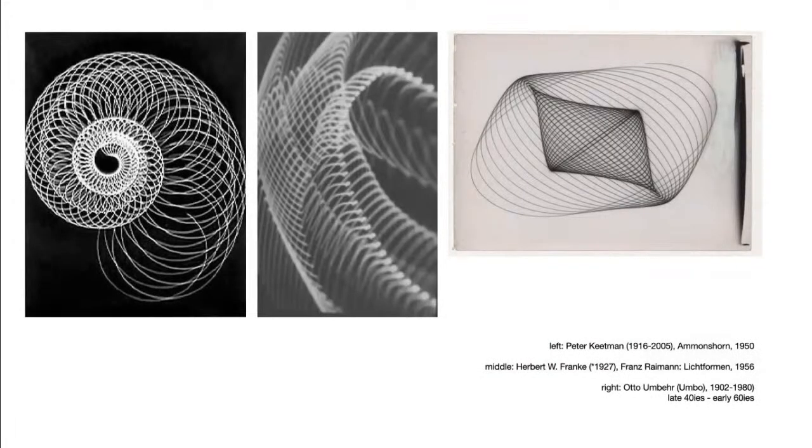Talking about contemporaries, of course, my father was not the only one working in such a field. I want to show like three examples of other artists doing similar stuff at the same time or almost the same time. The left is Peter Kittmann, the photographer, who also did some famous work in Wolfsburg.